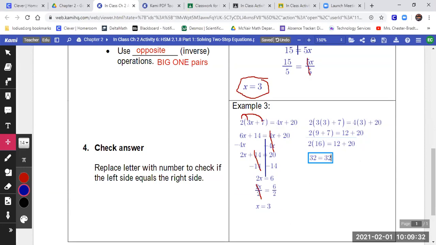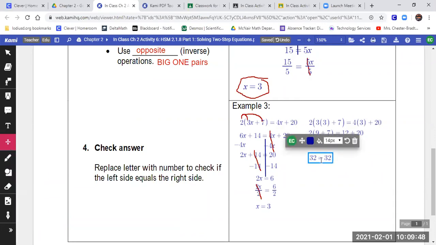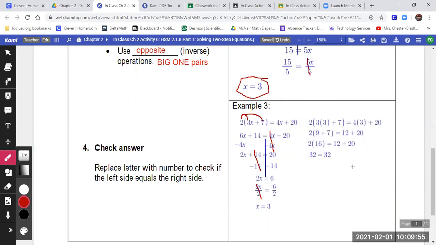So did it work out? Did we check? Do not automatically write that they check though. You actually have to do the math, okay? You actually have to do the math to double check because it's super easy in the adding and subtracting section to misdo it. So it checked out and x equals 3 is our final answer.